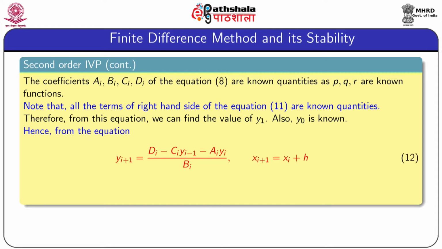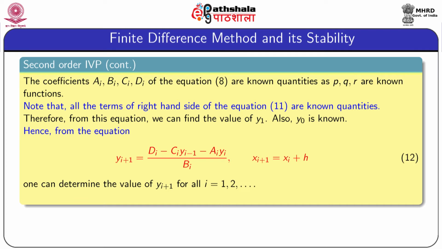Therefore, the other values of y, that means yi plus 1, are given by equation 12: yi plus 1 equals di minus ci into yi minus 1 minus ai into yi, whole divided by bi, where xi plus 1 equals xi plus h. That means equation 12 gives the values of yi plus 1 for all i equal to 0, 1 up to infinity, or up to any number of terms.